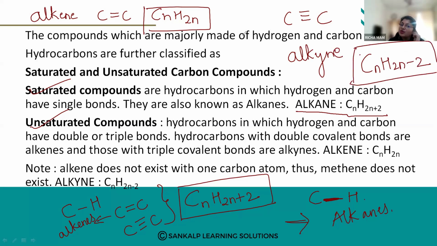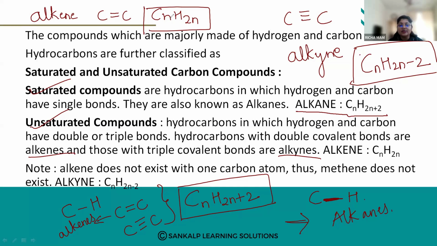Please remember this. So what are hydrocarbons? The compounds which are made up of carbon and hydrogen atoms are called hydrocarbons. These are mainly classified as saturated and unsaturated carbon compounds. In saturated, single bonds are present, and this is called alkanes. The general formula is CnH2n+2. Unsaturated means either a double bond or a triple bond is present. If a double bond is present, it is called alkenes. If a triple bond is present, it is called alkynes.